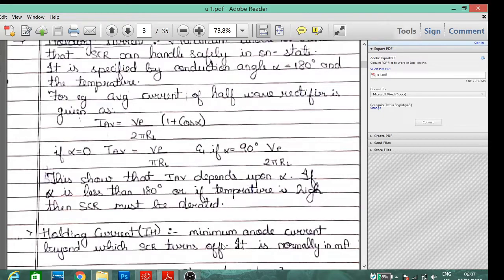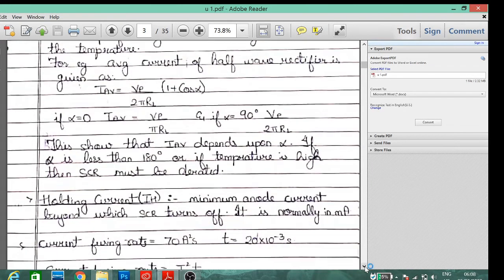How much minimum current should flow to hold the SCR on? After that it will turn off. Beyond it, it will turn off. The equation of holding current is written. Forward current is written. Holding current is written next.